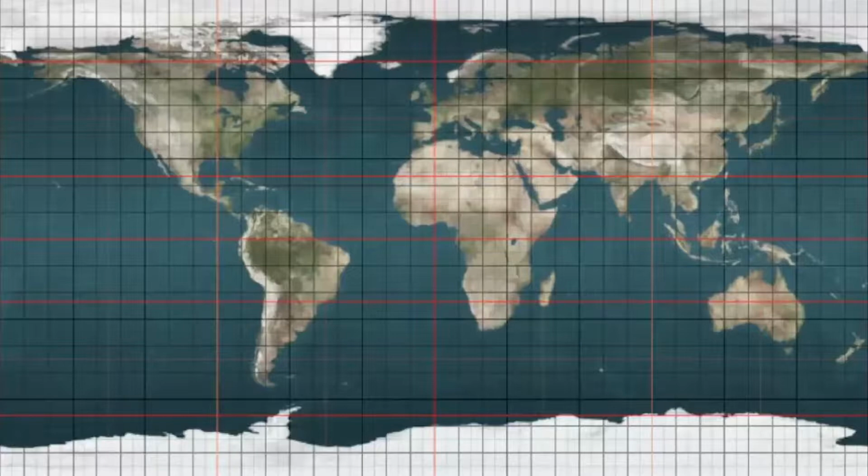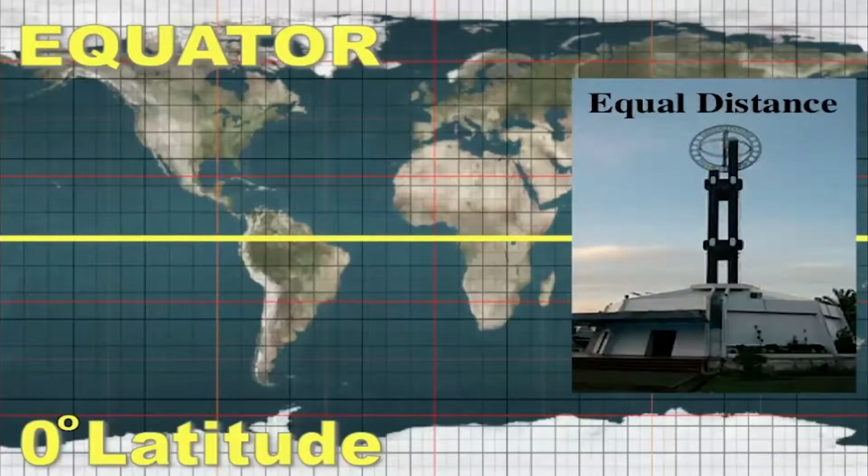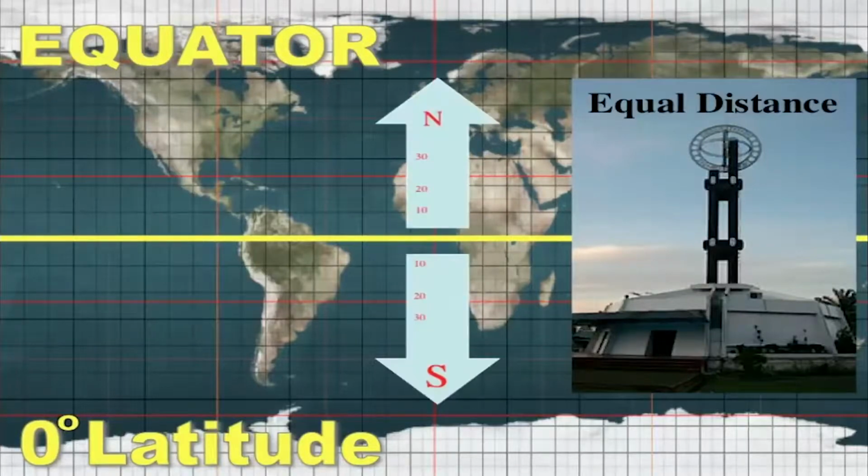It's a map of the Earth with a bunch of those lines labeled. The one in the center, of course, is called the equator. Now, that is the 0-degree line of latitude, and that is a monument in Indonesia to the equator. Equator starts with the letters E, Q, U, and that line indicates all the spots on the Earth that are equal distance from both poles. That's our 0-degree line of latitude.